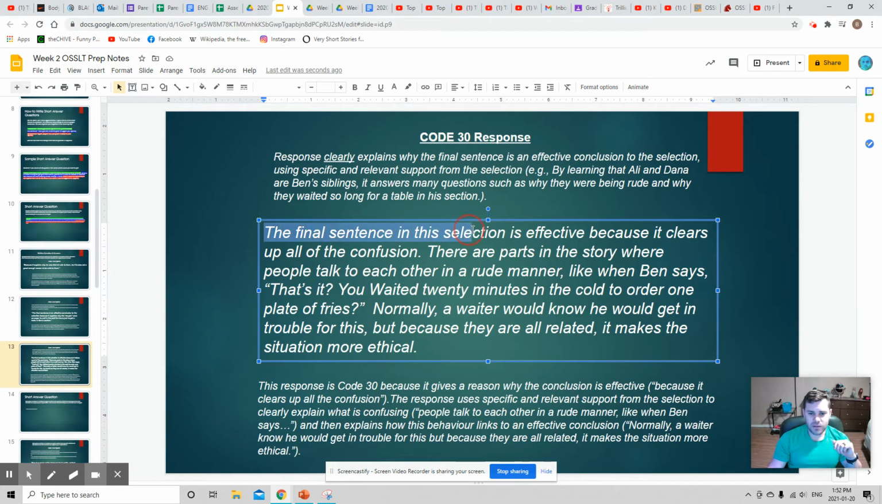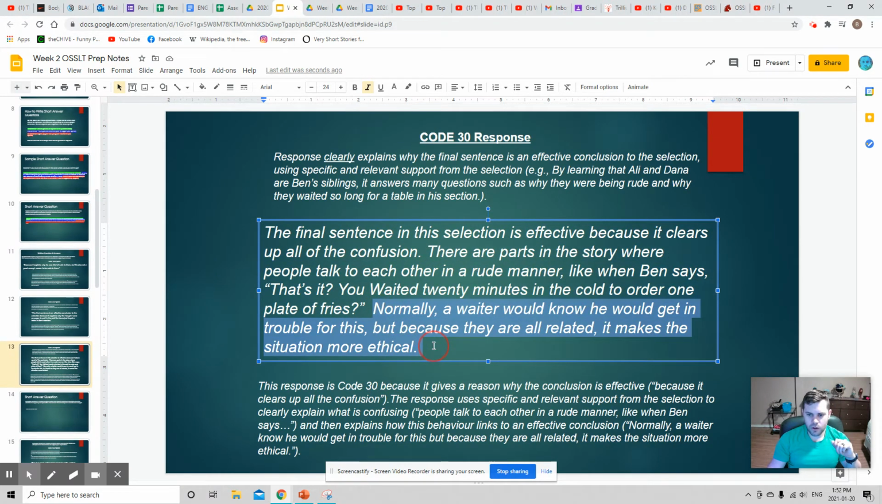The final sentence in this selection is effective because it clears up all the confusion. There are parts in the story where people talk to each other in a rude manner, like when Ben says, "That's it. You waited 20 minutes in the cold to order one plate of fries." So this is their answer. This is their proof. And this is their explanation.